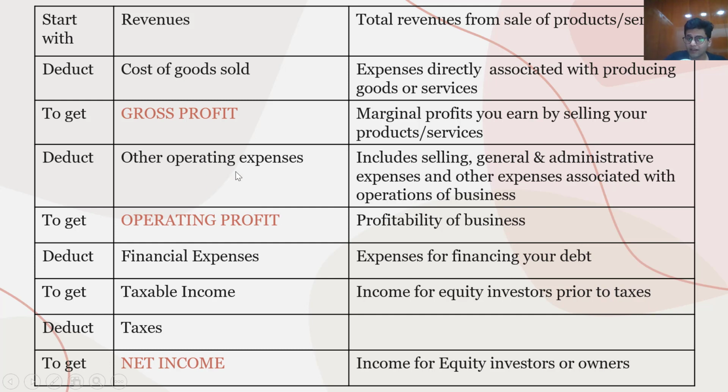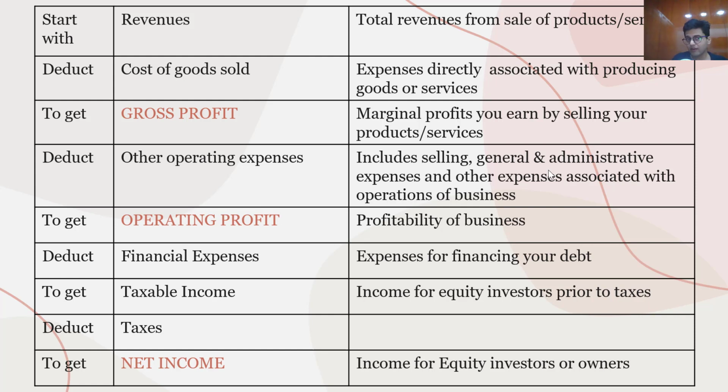What are these other operating expenses? These are those expenses which are not directly related to producing goods or services, like marketing, general staff salaries, administrative expenses, logistics expenses, you name them. Whatever expense Apple, or your business, is incurring that is not directly associated with your product or service will be covered under other operating expenses. For example, depreciation will be covered in the other operating expenses.